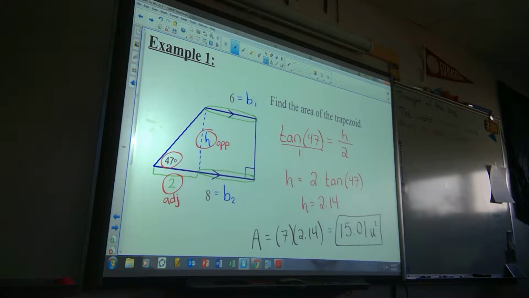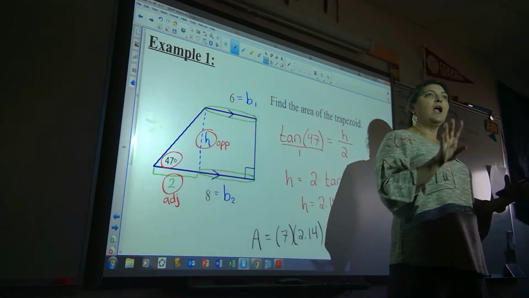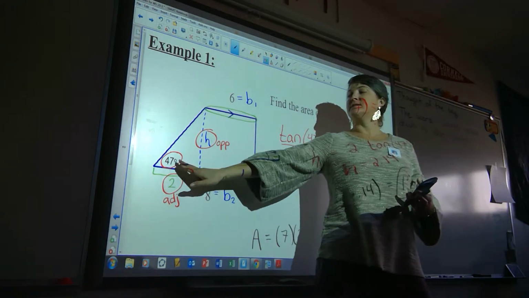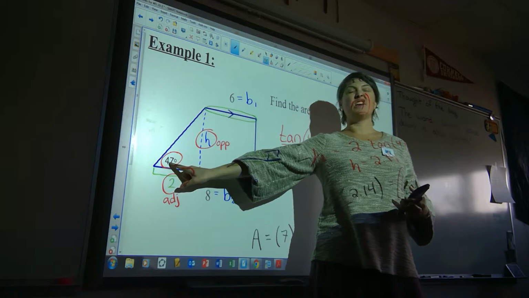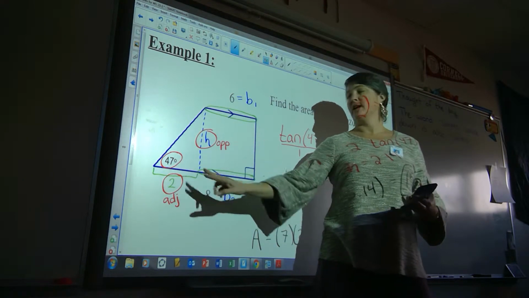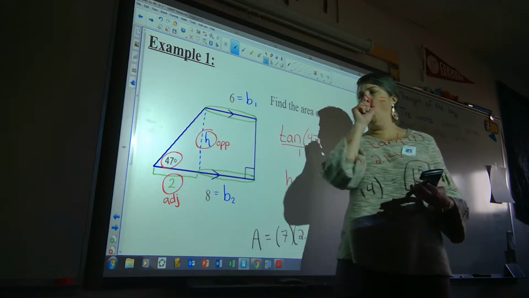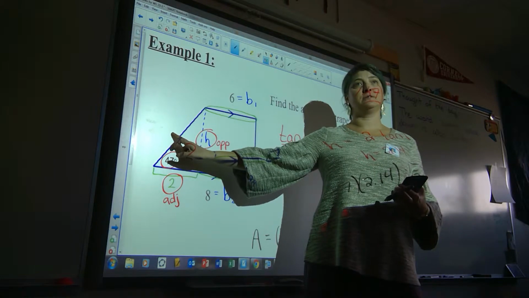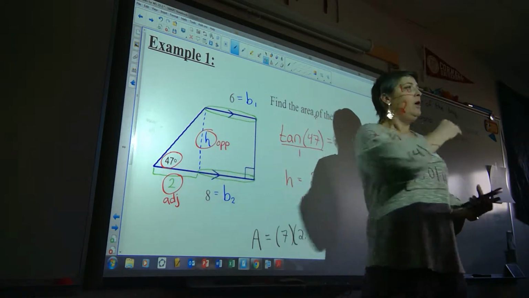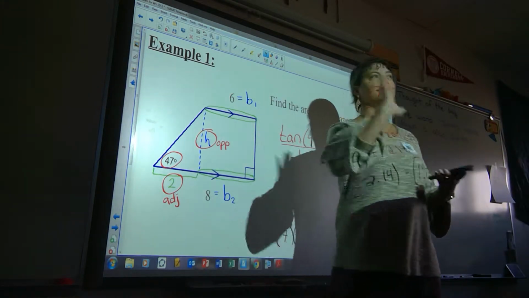So when you see trapezoids, don't forget that you can break them up into rectangles and triangles. Think about the different ways we could differentiate this. Instead of needing SOHCAHTOA, if this was a 30 or a 60, you could do this with the ratios. If this was a 45, you could do this with the ratios. If I gave you the hypotenuse, you could maybe use the Pythagorean theorem to find the height. So there's lots of different variations on this.